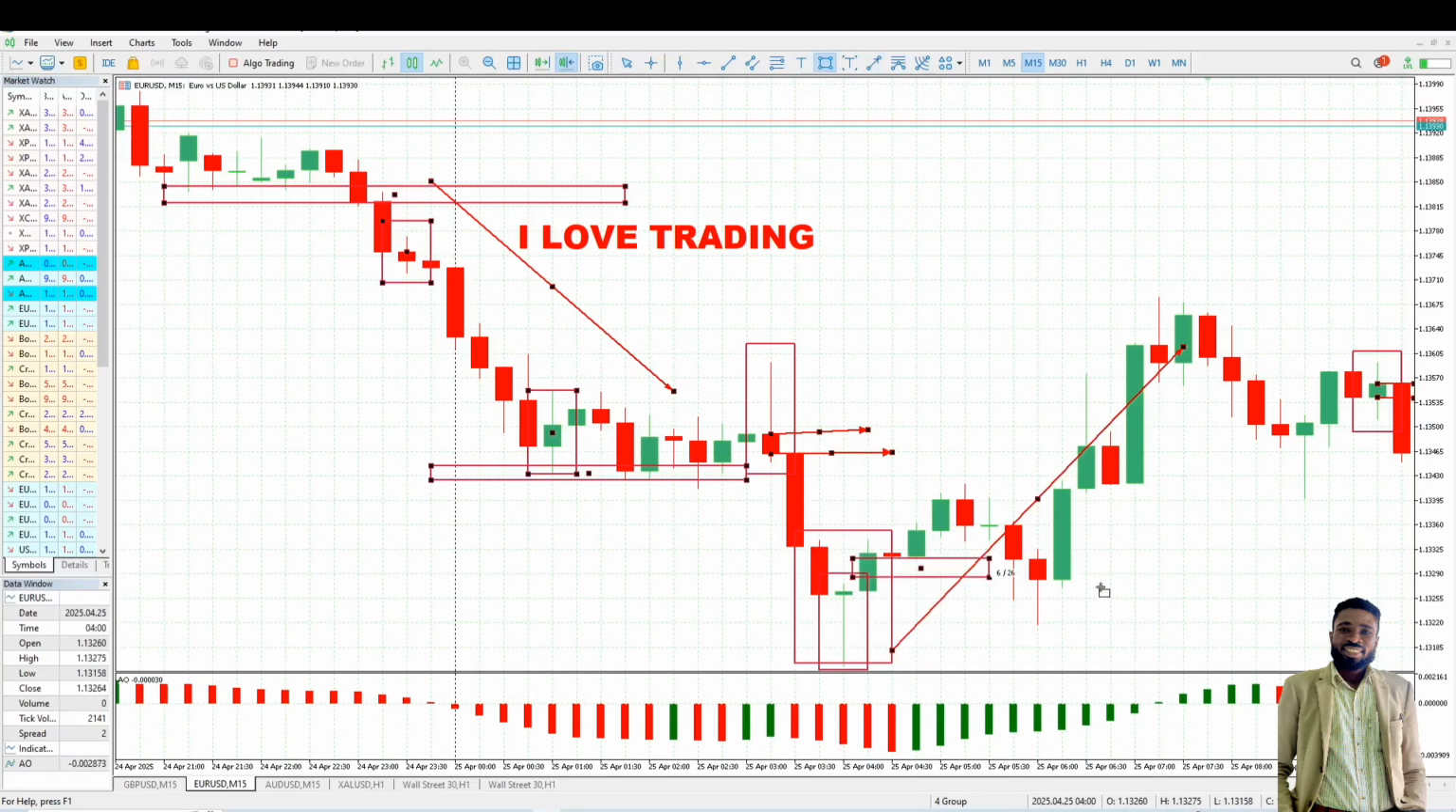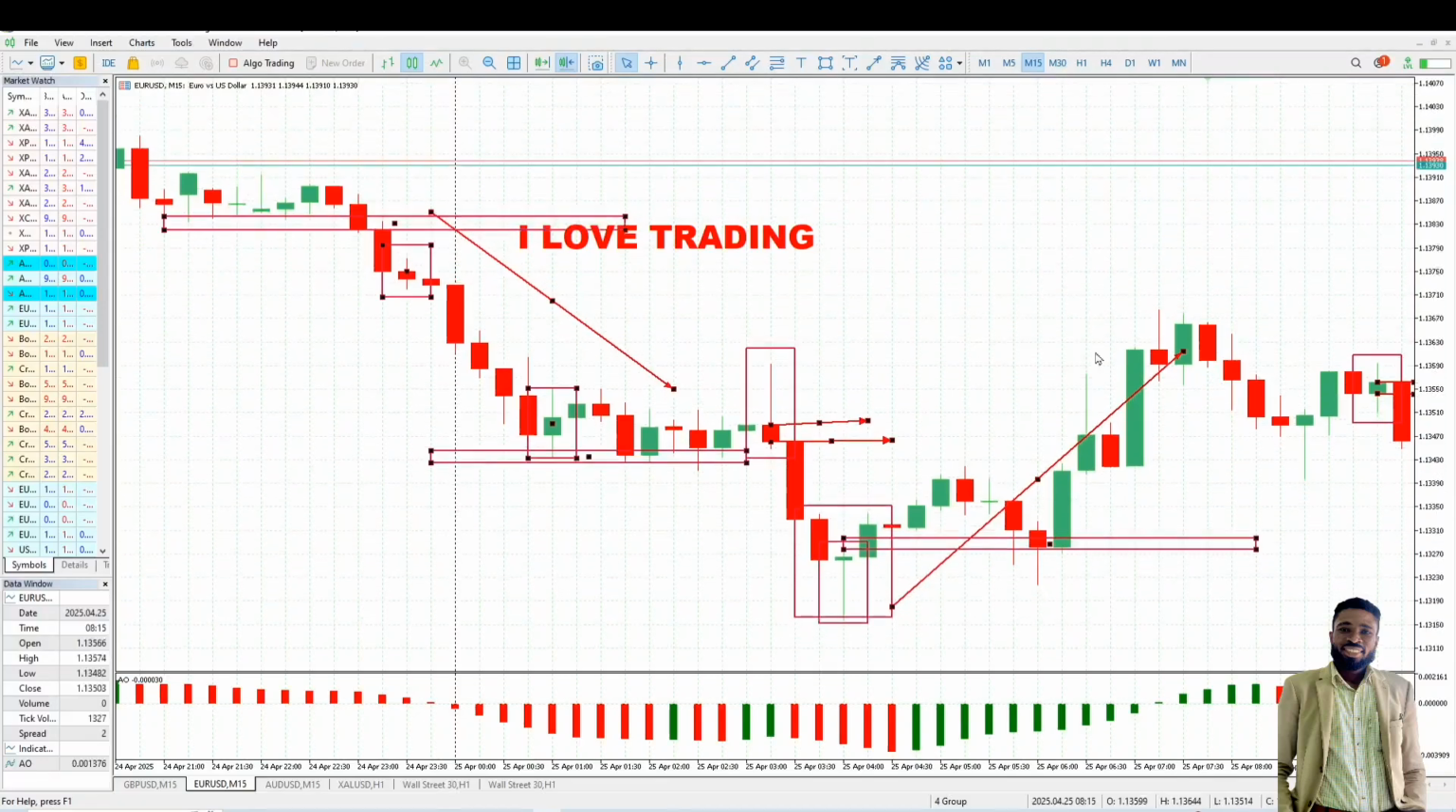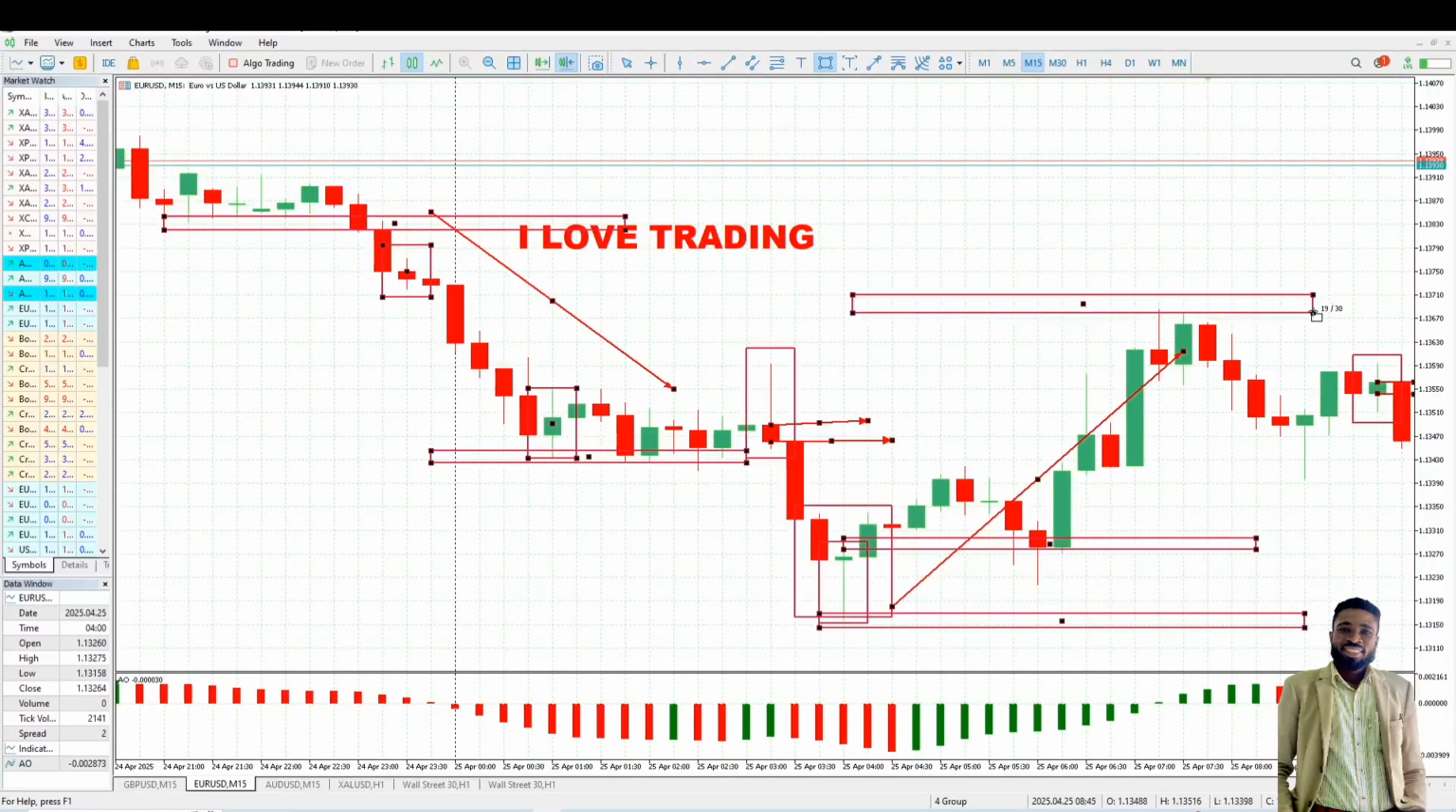So your entry is there, right? Your entry is there. And what happened? Your stop loss is behind the pattern. So let's say your stop loss is behind the pattern and your take profit target is 1:2, and you take your profit 1:2. Then you're out of the market. You see how simple trading can be.